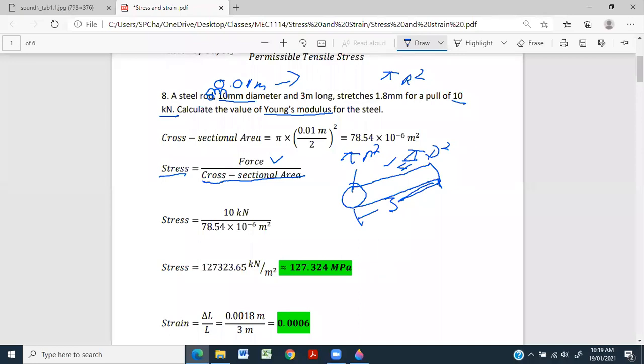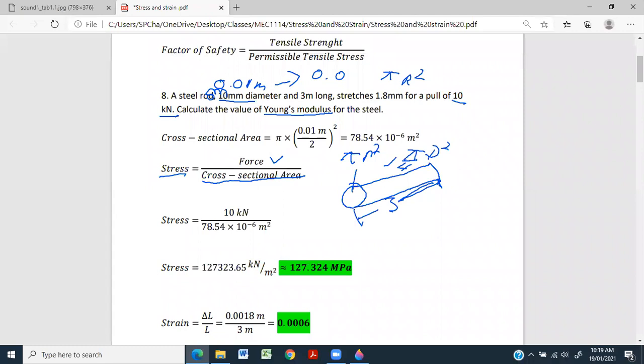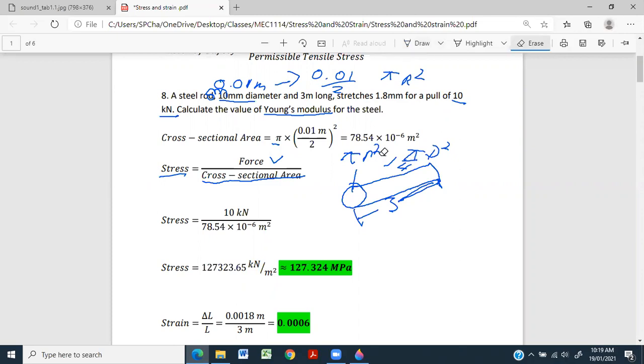So 0.01 divided by 2, that's the radius. So that's what we do here. Cross-sectional area is pi times our radius, 0.01 divided by 2, right? Because 0.01 is the diameter. And we square that, plug it into a calculator. Now what we're going to find is that we end up with a really small number.